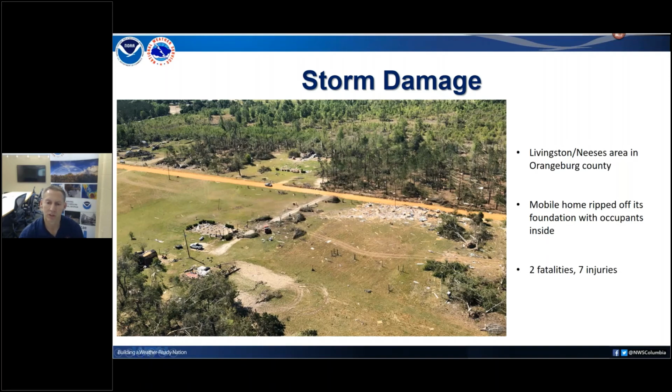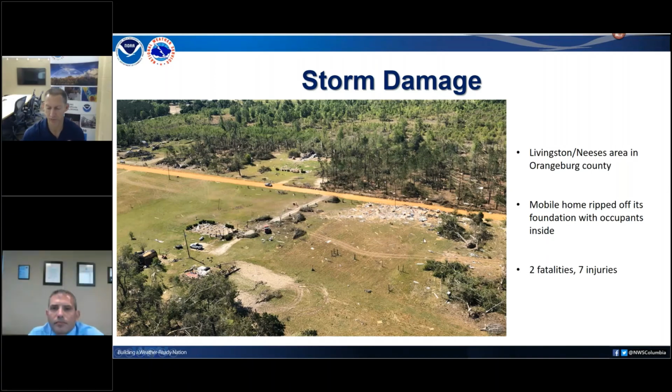And you'll note also the trees over here on the right-hand side of the image. They're turned back in towards where the center of that damage path was. And it shows again where the circulation of the tornado was as it moved through there.